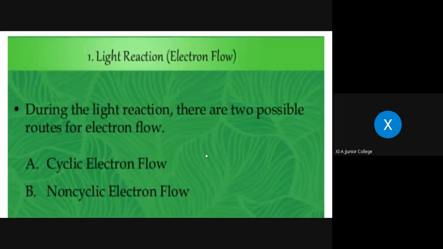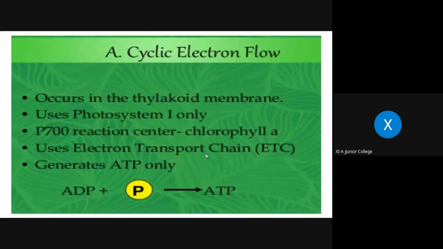As I mentioned, there is a cyclic and a non-cyclic way of electron flow. Why is it called cyclic and non-cyclic photophosphorylation? When the electron is transferred from one reaction center and comes back to the same one, that is the cyclic way, the cyclic electron flow. And when the same electron doesn't come back, that is non-cyclic. I will show you in the diagram.